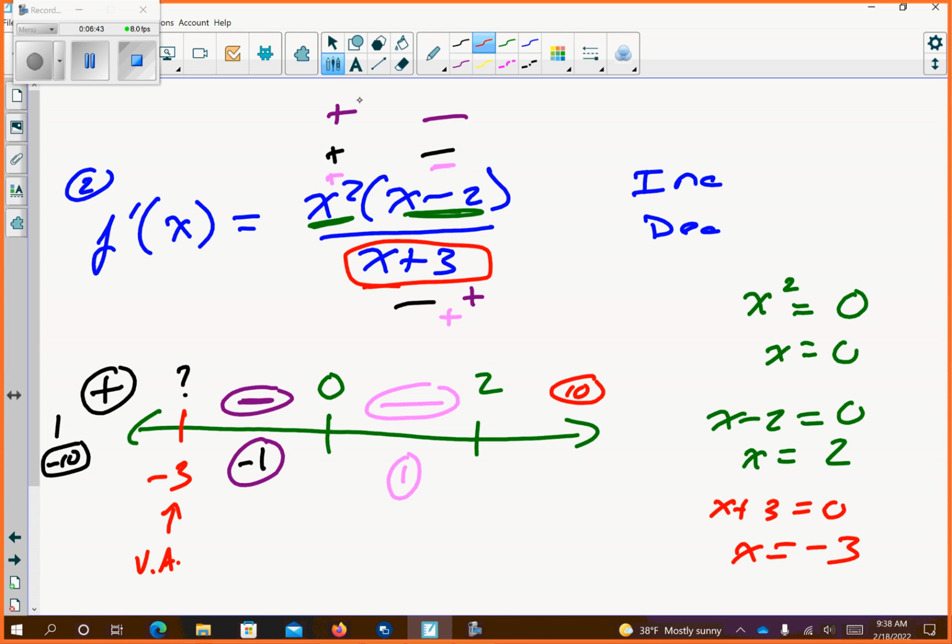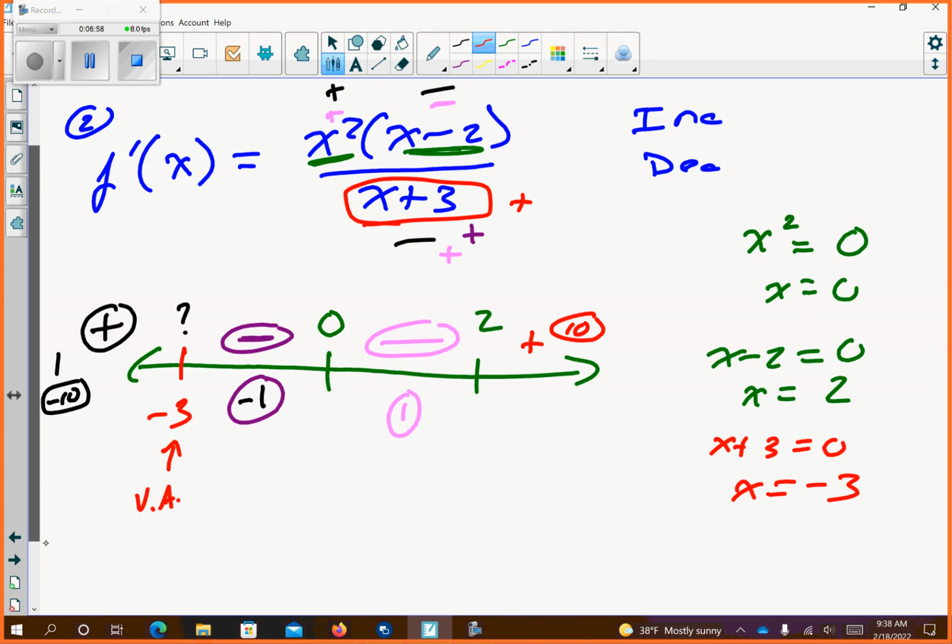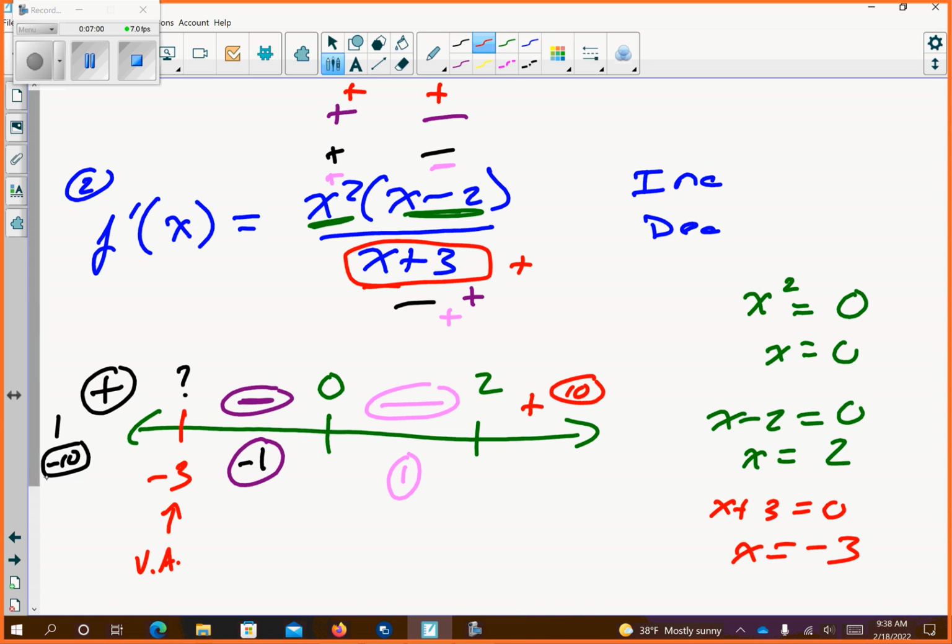10 squared is positive. 10 minus 2 is positive. 10 plus 3 is positive. Positive times positive is positive. Positive divided by positive is also positive. Okay, so what's basically taking place is what the graph of our original function could look something like.